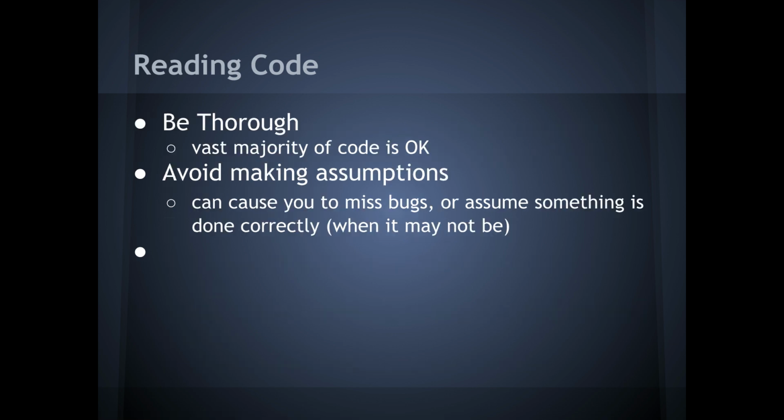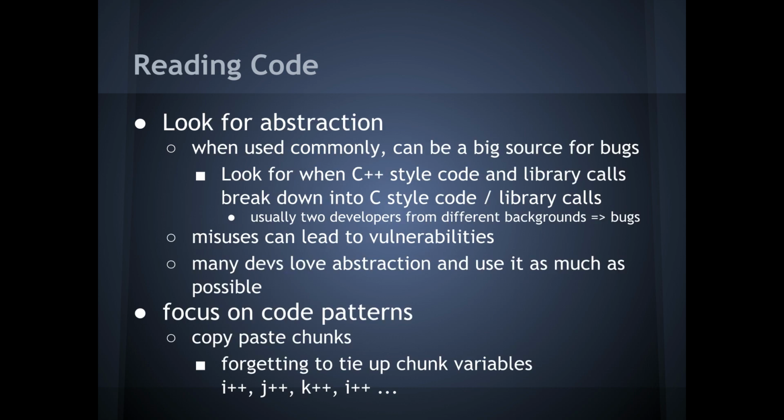I guess this slide isn't finished, but again, the key thing is to be thorough, and if you start making assumptions, you can really miss bugs, or assume something is done correctly when it's not. So some tips that help are to look for abstraction. When it's used commonly, perhaps between two developers, it can be a big source for bugs. Perhaps they don't understand each other's actual implementations or what they've abstracted out.